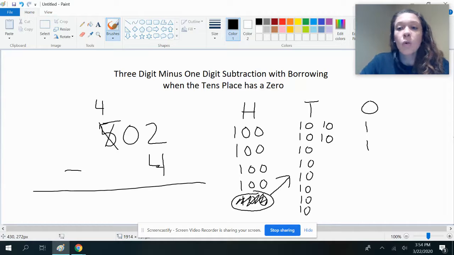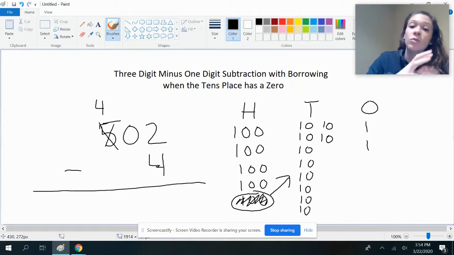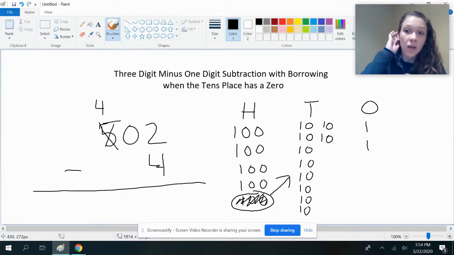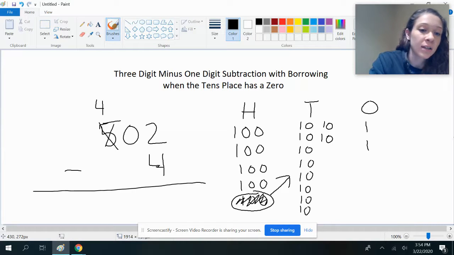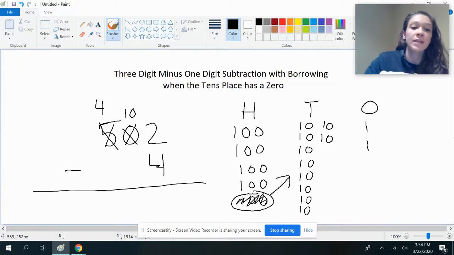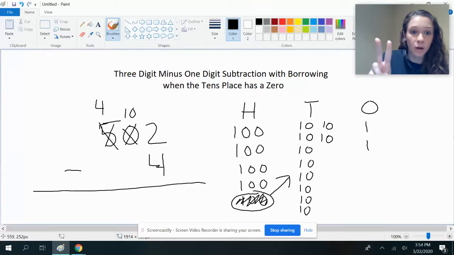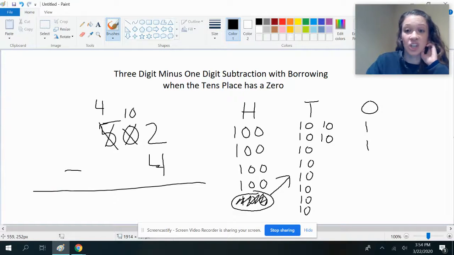Remember, when we started, we had no tens at all. We had 0 tens. But then when we took 100 and brought it to the tens place, we now have 10 tens, okay? So I'm going to cross out this 0, and turn it into a 10 because now I have 10 tens. But we still can't keep subtracting our numbers because we still have the problem with 2 take away 4, because that ones place is still a 2.